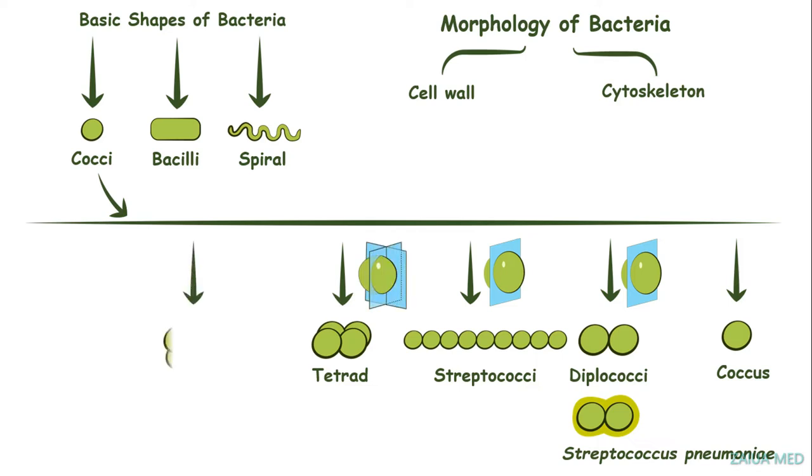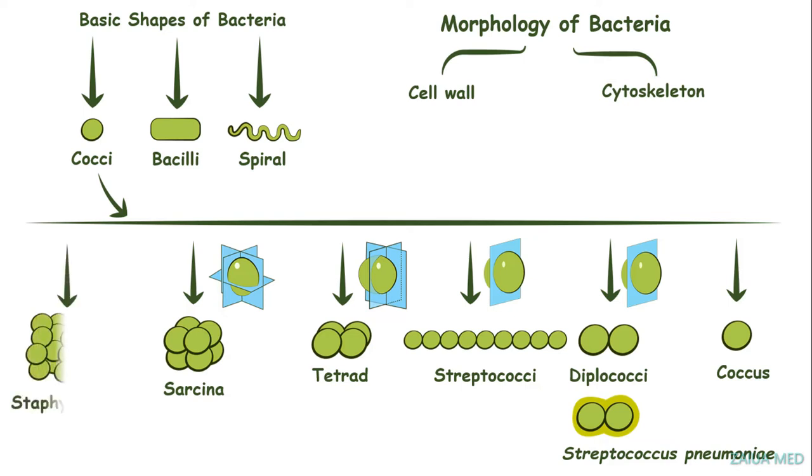Cocci form a group of eight bacteria known as Sarcina. When cocci divide in three planes, this morphology is observed. The last one is staphylococci. Here bacteria are arranged in a grape-like structure. When bacteria divide irregularly, this morphology is observed.